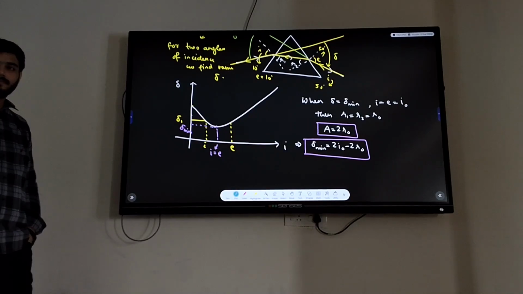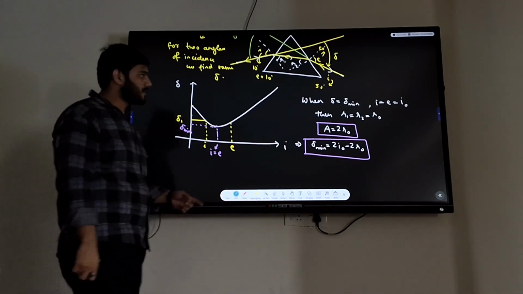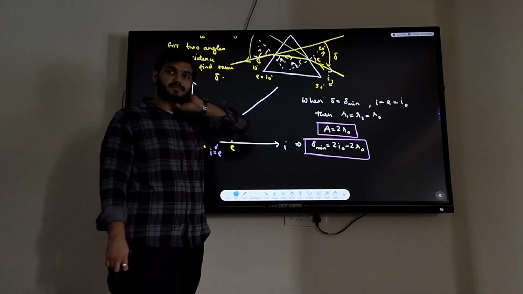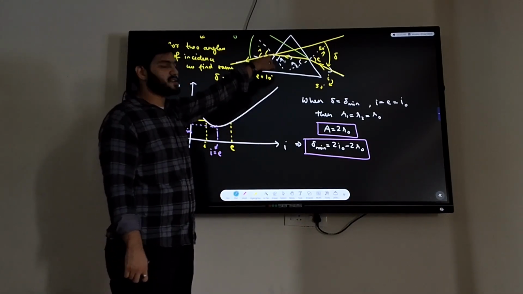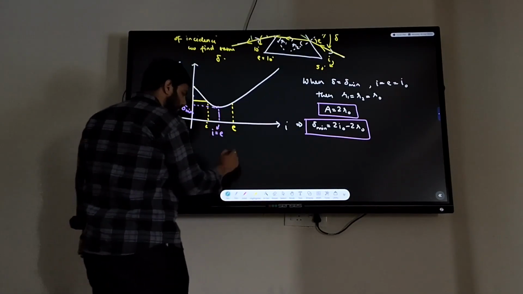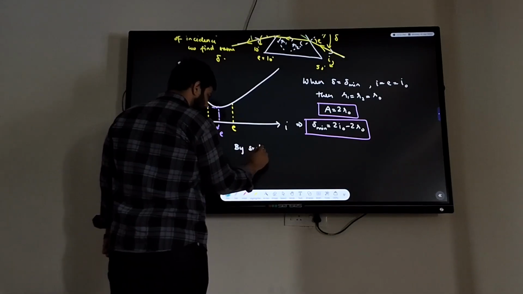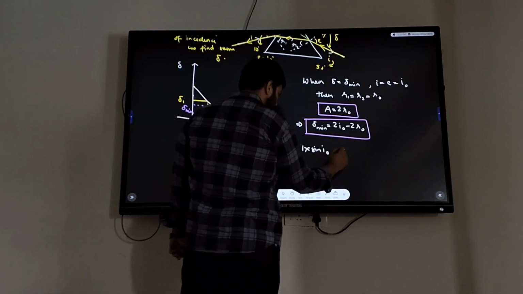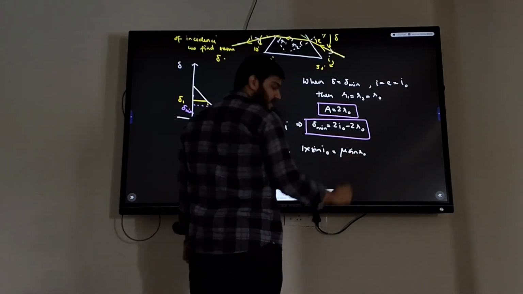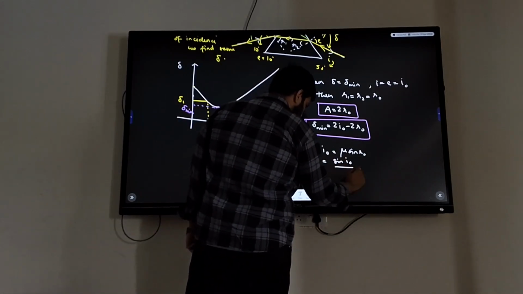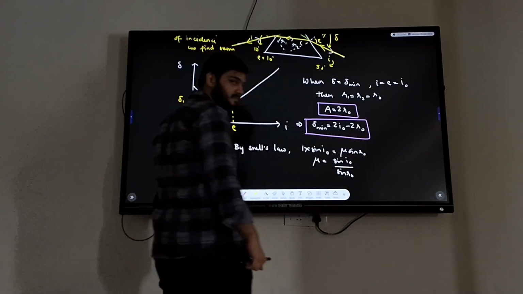By the way, there is a relation between I naught and R naught. How can I find that relation? By Snell's law? If I apply Snell's law here, will I find a relation between I naught and R naught? Yes. By Snell's law, 1 into sine I naught is equal to mu into sine R naught. So mu is equal to sine I naught by sine R naught. Is it okay?